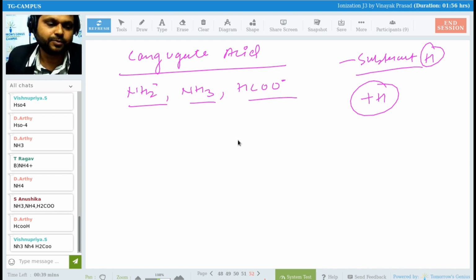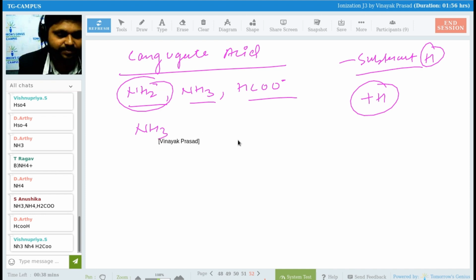Is it fine, everyone? So what are the right answers? Everybody is giving the right answers. Very good. For HCOO minus we get HCOOH. Then we have NH2 minus, so what will be the right answer? We will get NH3, one more hydrogen will be there. Kaniska, can you please tell me the answer to this question? If NH2 minus is there, we get NH3. But if NH3 is there, what will we get here? NH4 plus ion, right? Yes or no?